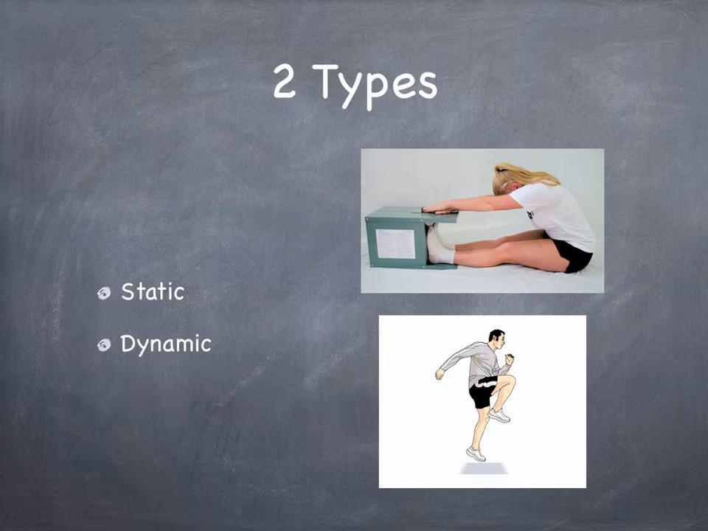2 types of stretching. There's static stretching and dynamic stretching. Static stretching is sitting still and going through a stretch as far as you possibly can. As you can see in the top picture, the sit and reach test that she is performing is a static stretch. On the bottom is a dynamic stretch, such as doing high knee skips, lunges, or other type of stretches that require movement and not sitting still.